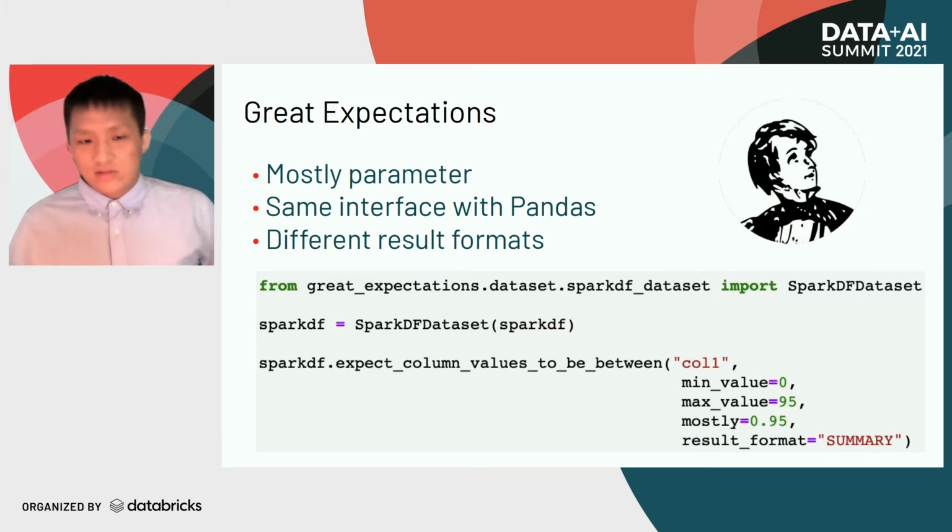So in the last line of code here, we are using the expect column values to be between. And then we specify the column to execute this on, along with the minimum and maximum value, and the mostly parameter. The mostly parameter is a very interesting part of Great Expectations. Here we specify that mostly equals 0.95. What this means is that 95% of the records should fulfill this expectation. If less than 95% of the records fulfill this, then that means we failed. But if only 1 or 2% of records fail this expectation, then this is treated as a success.